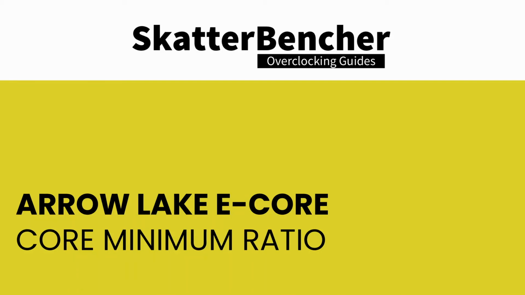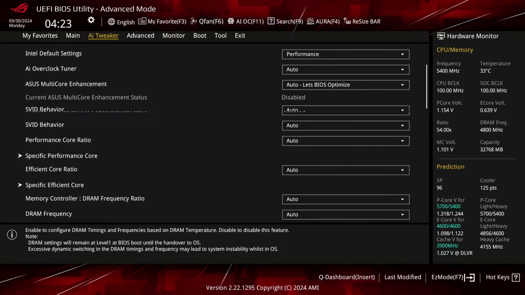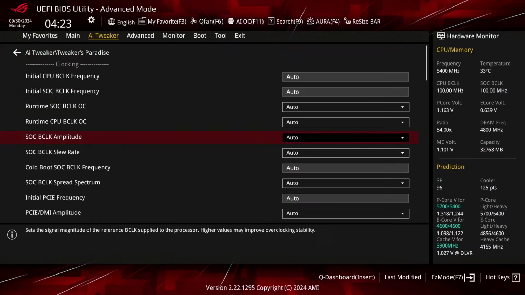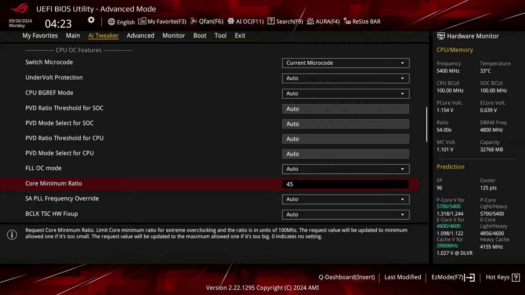The core minimum ratio is a brand new feature for Arrow Lake. It allows you to set a floor ratio for the P cores and the E cores. Do note that this ratio is still defined within the P states, so it's not really an alternative for disabling C states if you want to prevent core parking or cores going to sleep. In the ASUS ROG BIOS, you can configure the minimum turbo ratio via the AI Tweaker Tweaker's Paradise submenu.